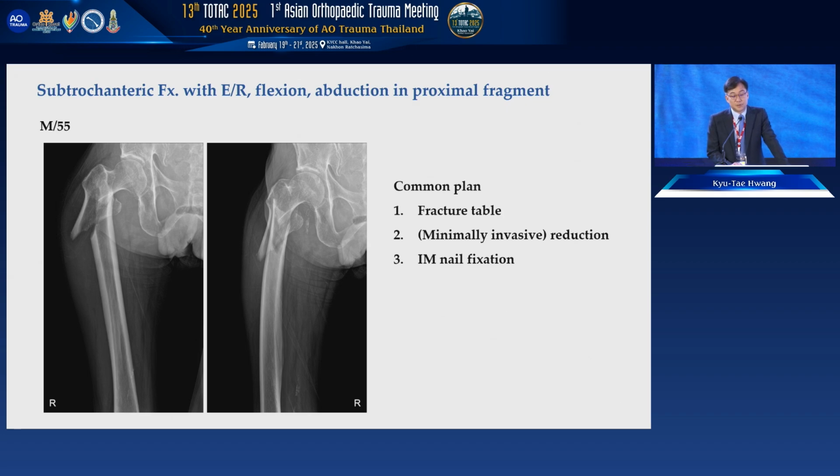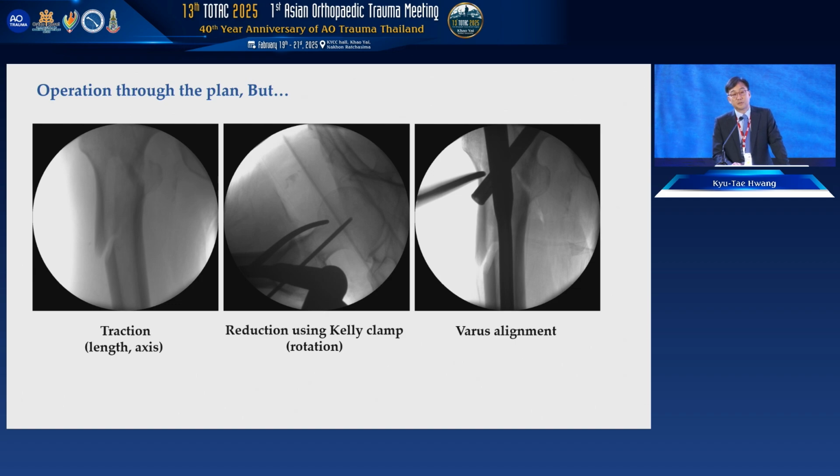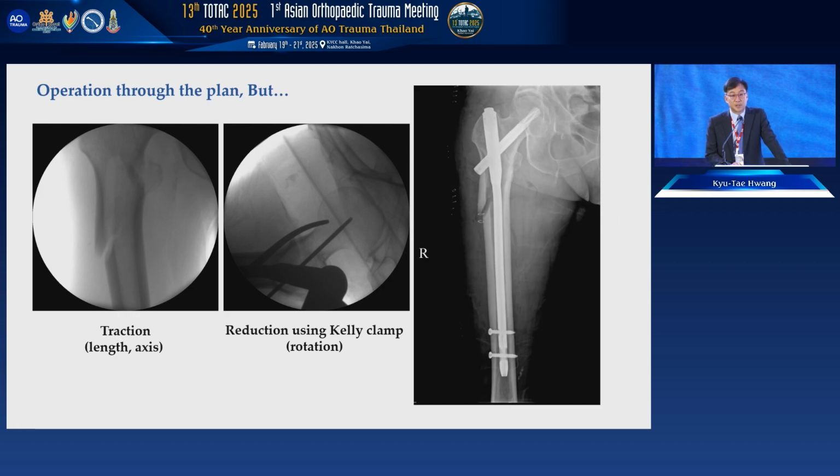This is the initial X-ray of a 55-year-old male patient with subtrochanteric fracture. The common plan is using a fracture table, minimally invasive reduction, and final fixation with an IM nail. I performed the operation through this plan. The first step is traction to restore length and axis. In the second step, rotational deformity was corrected using a Kelly clamp. But finally, a slight degree of varus alignment remained. This is a post-operative X-ray.